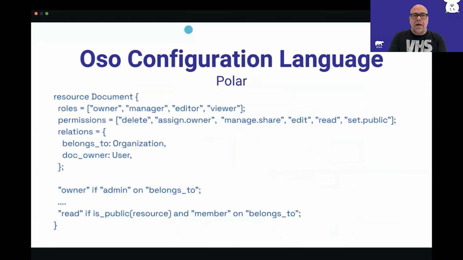Very good. So one of the things we'll walk through today is OSO's configuration language. This is called Polar. This is a domain specific language that we've created to define our policy. The way that I like to think of it is kind of like a rules evaluation language.